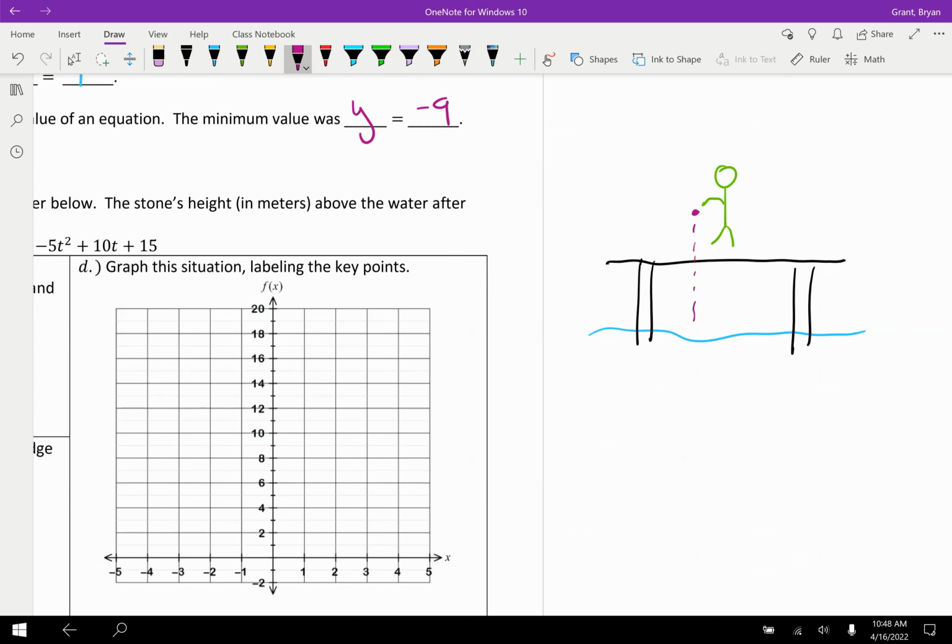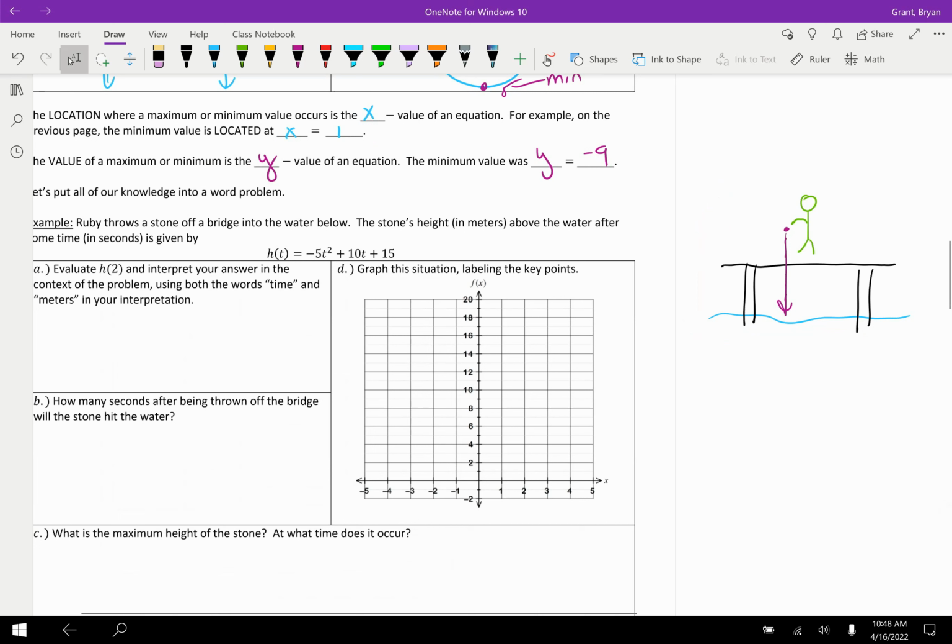Really, you should think of just dropping it straight into the water, okay? So the stone is going straight down. However, if you think about how the stone moves, right when she drops it, the stone's moving very, very slowly. Then, as the stone gets closer and closer to the water, it picks up speed. So even though she drops it in a linear direction, our graph is going to be a parabola.